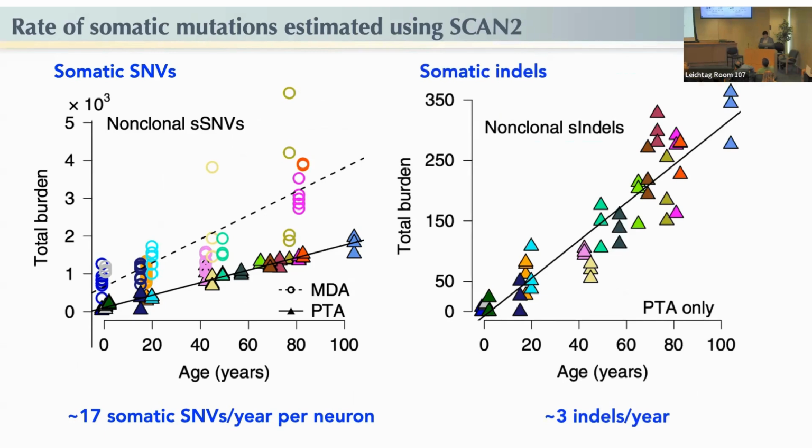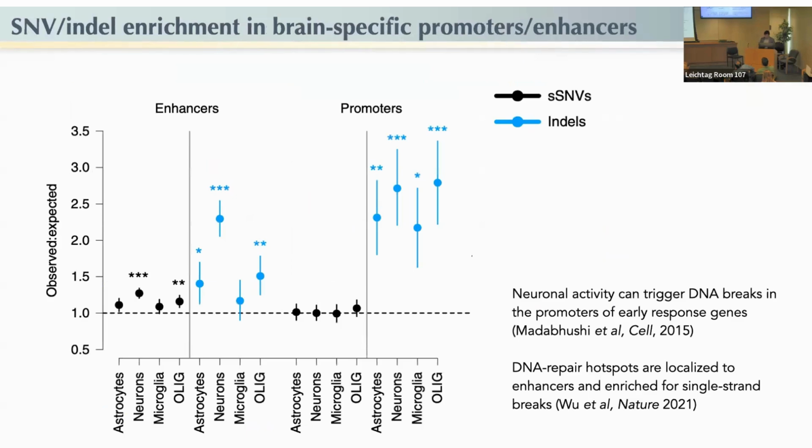Now, one thing that's interesting about this is that once we found not just the mutation load but where enough mutations are found, we could see whether they have any functional impact, right? Because that's ultimately the question: do these mutations do anything? Well, it turns out that these mutations are enriched in brain-specific promoters and enhancers.